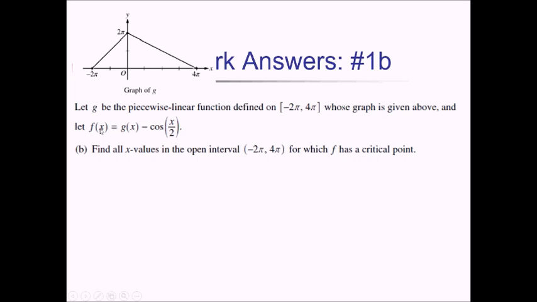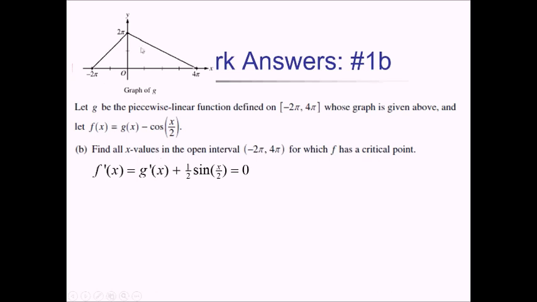So f prime is going to be equal to g prime, plus 1/2 sine of x over 2, just using a little chain rule there. Okay, we want to know where this equals 0 or is undefined, either of those things. But let's start with 0. That's going to be a little tricky because we don't know what g prime is algebraically. But the good news is we have a graph of g, and this graph is just 2 lines. So we can actually talk about g prime on different intervals.